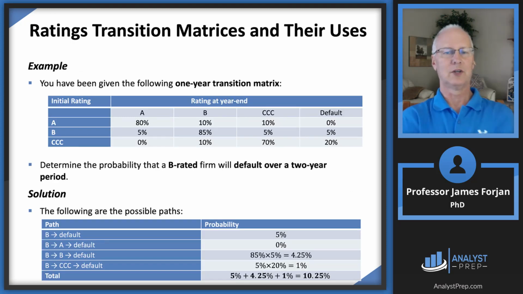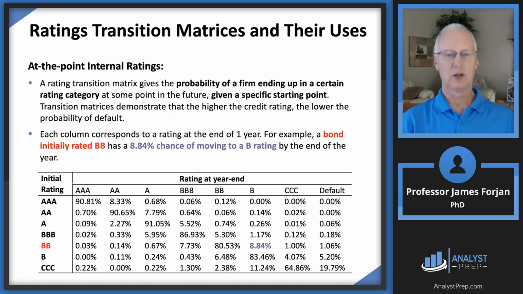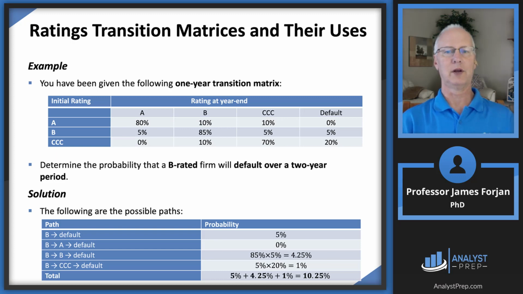All right, let's do just a quick example here. In that top table, I have some percentages, and I just go from A to B to CCC, and I ignore all those other ones in here. This table goes through all of them. This one here just chops it into fewer discrete intervals. So this is a 1-year transition matrix. Determine the probability that a B-rated firm or bond will default over a 2-year period.